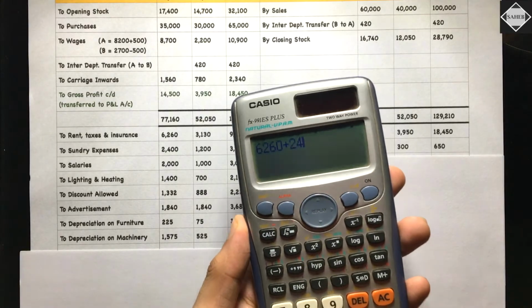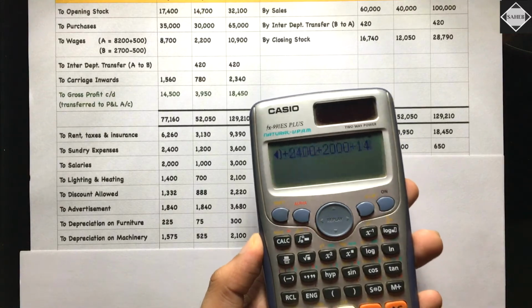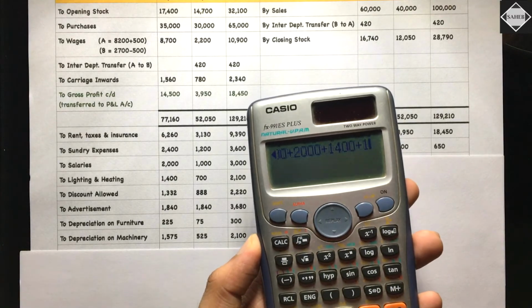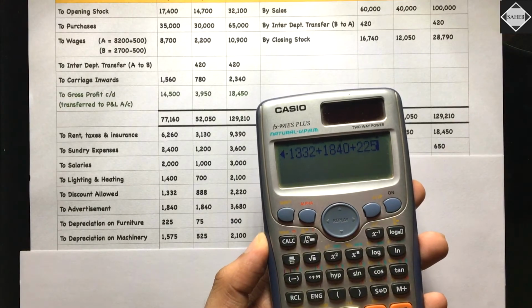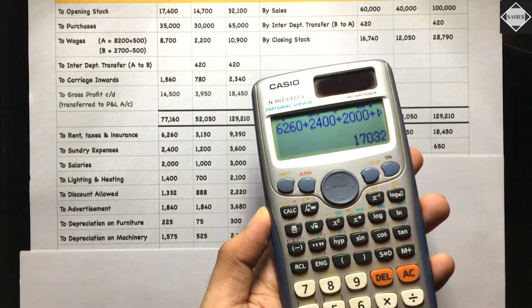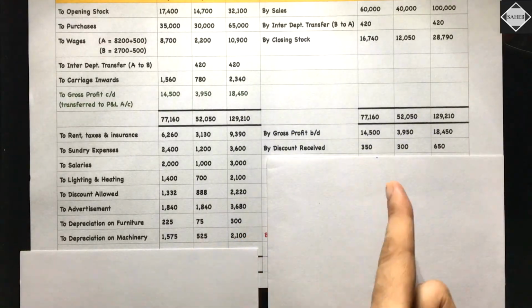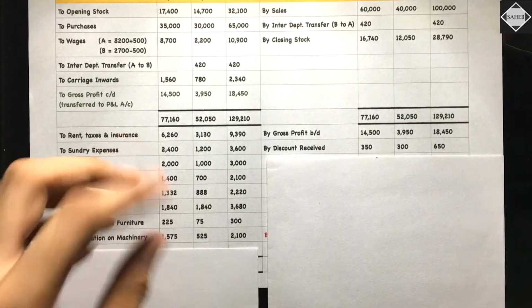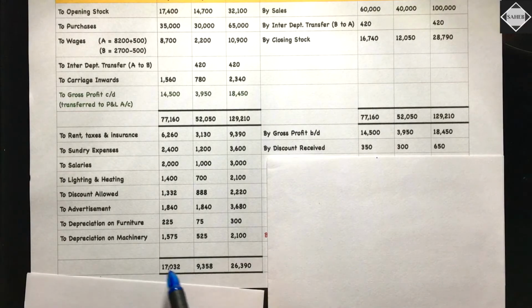6,260 plus 2,400 plus 2,000 plus 1,400 plus 1,332 plus 1,840 plus 225 plus 1,575, that is equal to 17,032 rupees. So it's bigger. Which side is bigger? Debit side is bigger. Expenses are more than the income, so obviously there is a loss. So 17,032 is the bigger amount.